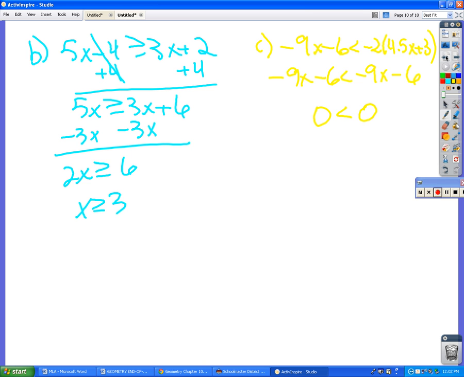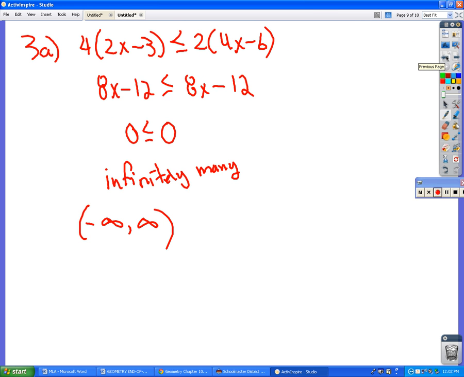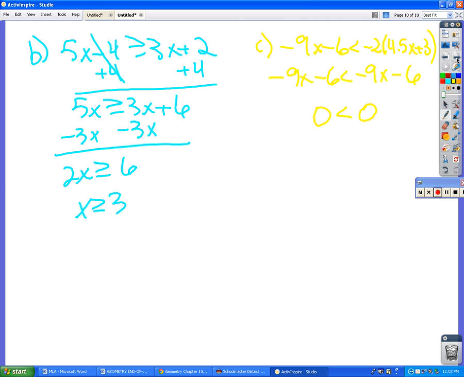The only reason the other one was true is because it said it could be less than or equal to, but this only says less than. So since 0 is never less than 0, that means there is no solution. Okay? So hopefully you understand the difference there between those two problems.